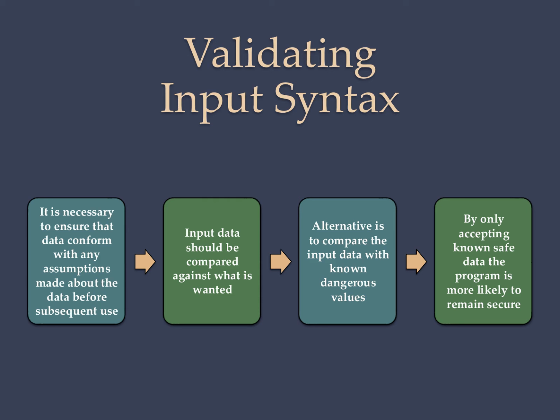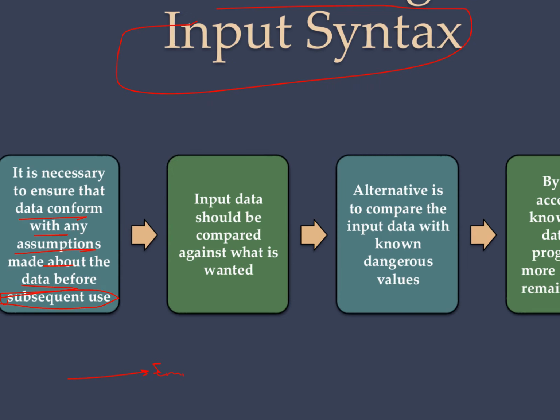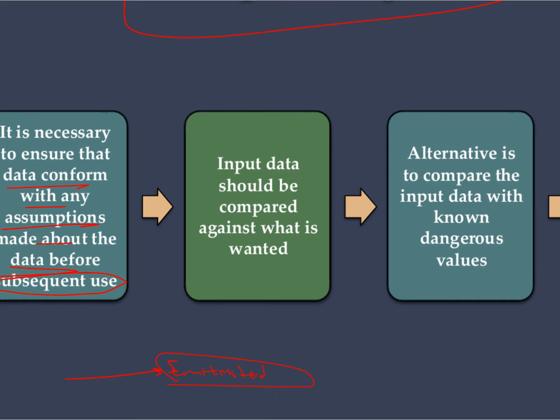This actually comes from the fact that the input syntax should be validated, and it's necessary to ensure that data conform with any assumptions made about the data before subsequent use. So you can assume that the data could be generated by me. Most of the attacks that we see are coming from semi-trusted input, right? So never forget about semi-trusted input, because semi-trusted input is the input we generate and we think that it won't change. We treat it as trusted input, but actually it is semi-trusted input.